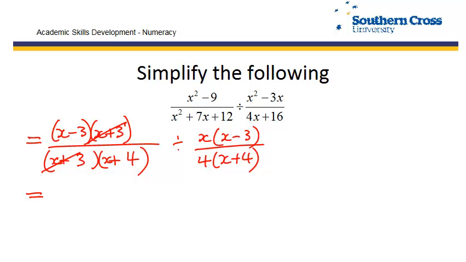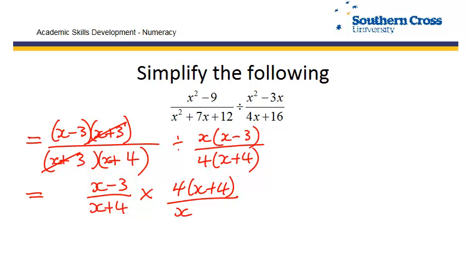Now what we need to do is turn the divide into a multiply like you do with numbers. You need to multiply by the reciprocal. So that's going to be, let me start that again, that is 4 outside of x plus 4 over x outside of x minus 3. So you can see there's going to be some more factors will cancel, basically we're left with 4 over x.